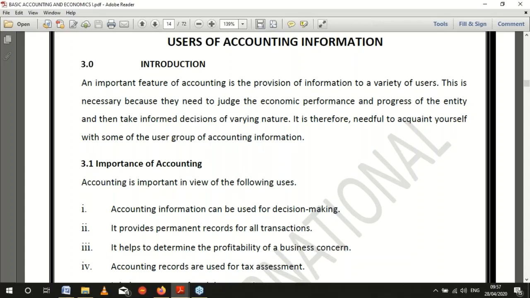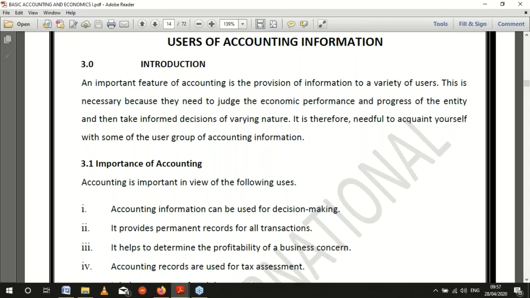Now, these rules are not just rules that came up one day. They are rules that have been there over time, through the seasons of time. So we are going to look at types of concepts. Number 1, we look at the entity concept. That's the first concept.